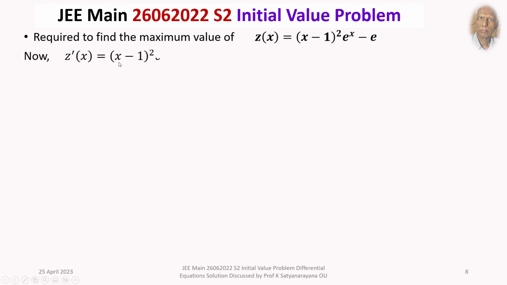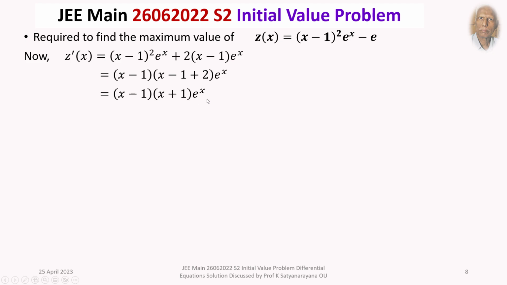So z prime x is equal to x minus 1 whole square, the first function, into the derivative of e power x, plus the derivative of x minus 1 whole square, which is 2 into x minus 1, into the second function e power x, and the derivative of e, which is a constant, is 0. So let us simplify this. x minus 1 is taken common. So you will get x minus 1 plus 2 e power x. So this is x minus 1 into x plus 1 into e power x. That means z prime x is x square minus 1 into e power x.